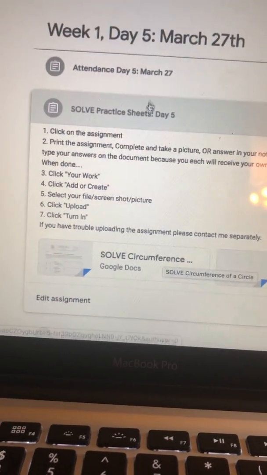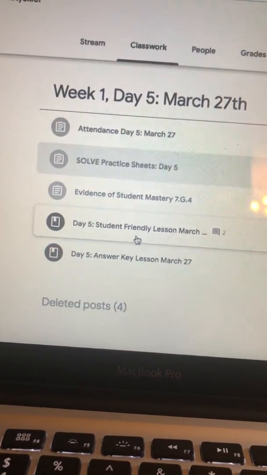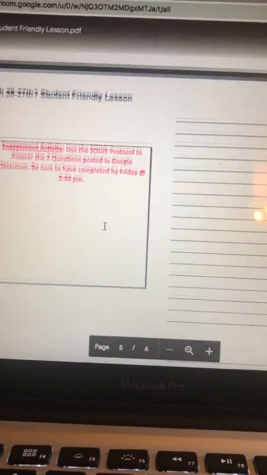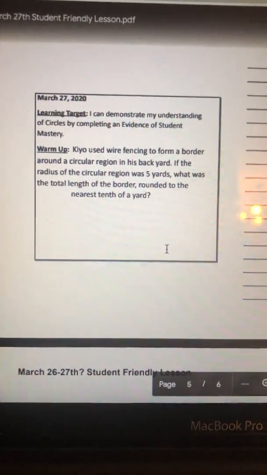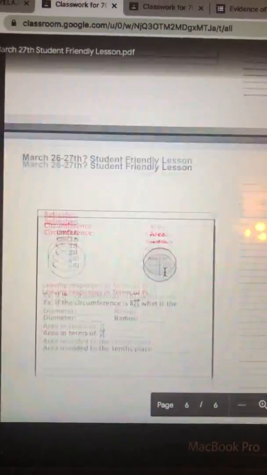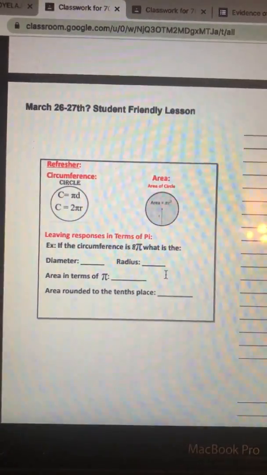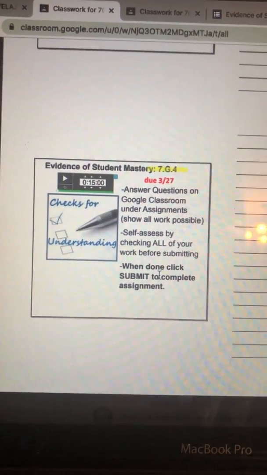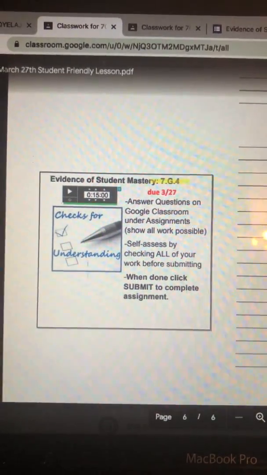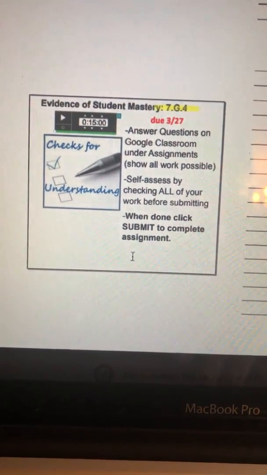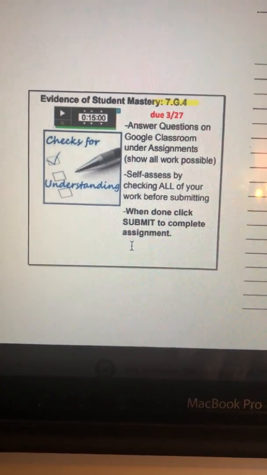Okay, so that's that portion of the lesson. I'm going to jump back into it because then there is a review for your evidence. The first warm-up question goes over circumference, and the second one is a review of area. Okay, and then you're scheduled to take your evidence. This again is your first assessment for marking period 1, so make sure that you review all material. Make sure you check your work before submitting it.